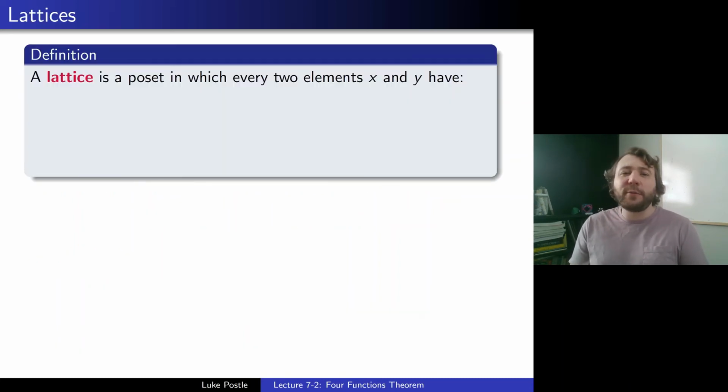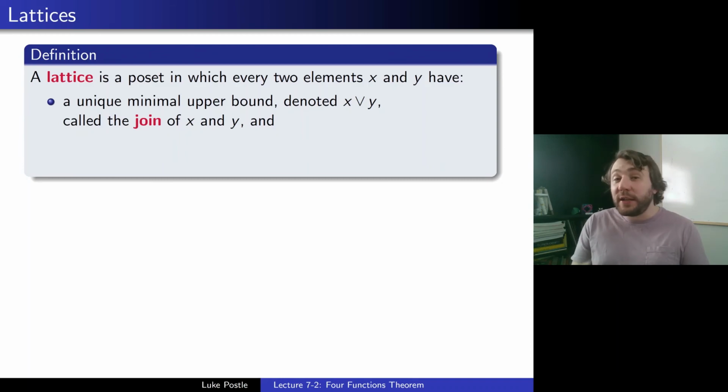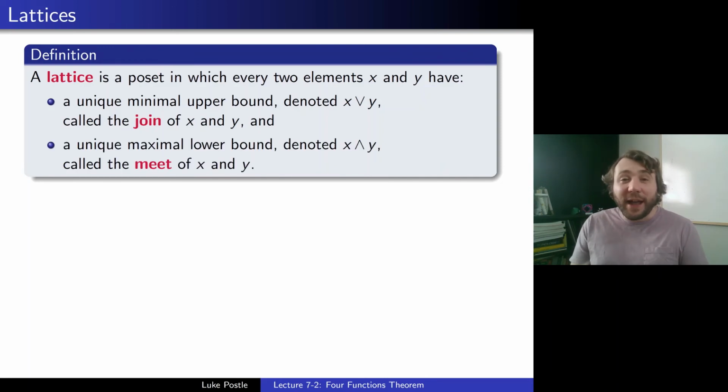All right, so now we're going to move on and finish up with some applications here. So next time we'll do the FKG inequality and Kleitman's lemma, but in order to go that way, let me just talk about lattices. So you might know a lattice is a poset in which every two elements, x and y, have a unique minimal upper bound, denoted x join y, called the join of x and y, and a unique maximal lower bound, denoted x meet y, called the meet of x and y.